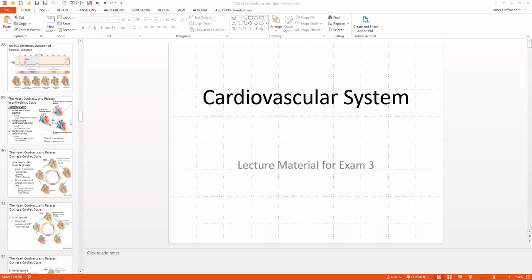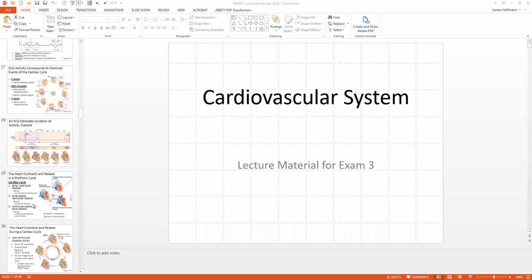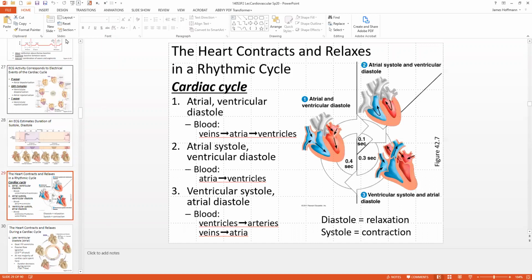The cardiac cycle, the questions about the valves, let's talk about the whole thing and just go through it. So here's the cardiac cycle stuff, and I'll just leave it right here so we can manipulate it pretty easily.